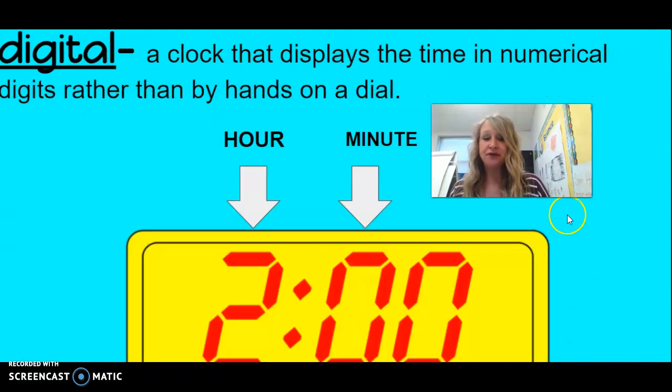Digital. Say digital. Digital is a clock that displays the time in numerical digits rather than the hands on a clock. The first number is the hour. The second number is the minutes.